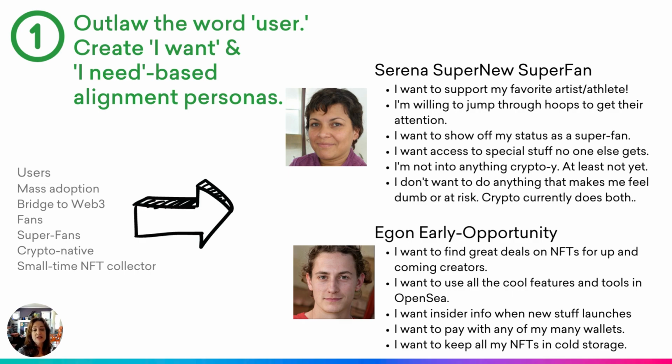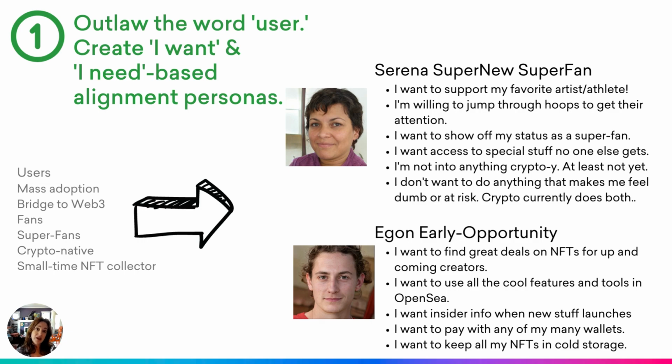She's the super fan. So let's imagine that she's somebody who wants to support her favorite artist or athlete. She's willing to jump through hoops to get their attention. She wants to show off her status as a super fan. She wants access to special stuff no one else gets. She's not yet into anything crypto-y, not yet. And I don't want to do anything that makes me feel dumb or at risk. And crypto currently does both. This is your mass market. This is your billion people yet to onboard.